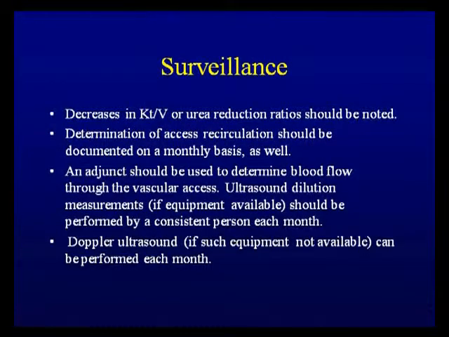You should keep an eye on the Kt/V or urea reduction ratios, and determination of access circulation should be documented on a monthly basis. An adjunct should be used to determine blood flow to the access. Ultrasound dilution measurements, if available, are ideally recommended, but Doppler ultrasound is perhaps a very quick and practical way to monitor this.